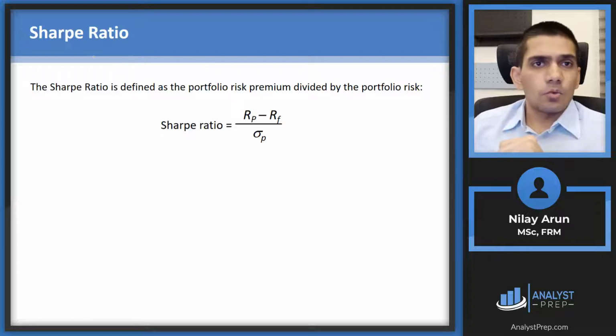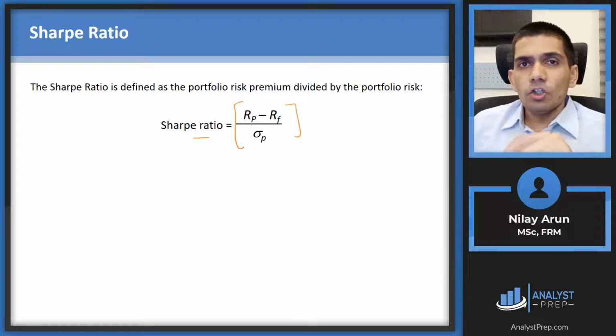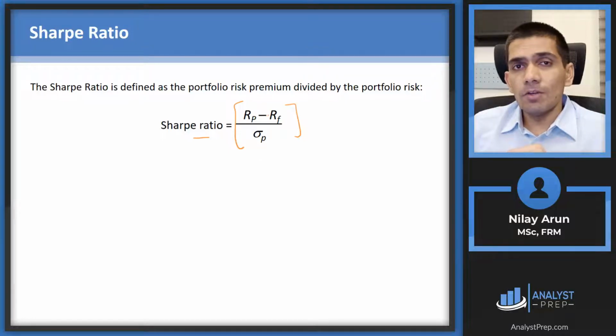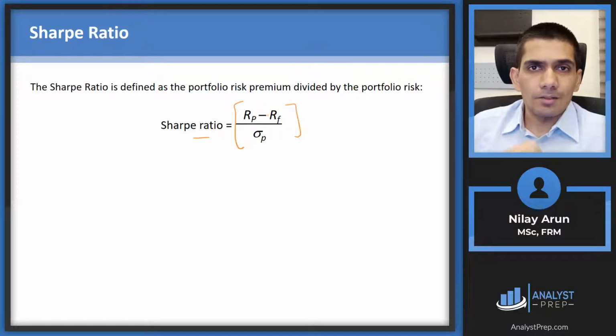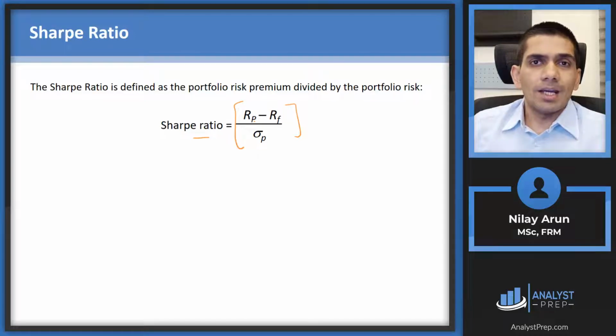So let's start with Sharpe ratio. Let's see what this ratio is all about. Now this is the formula. Now let's try to understand what this formula is. In the numerator, you have RP and RF. RP is the return of the portfolio. RF, you would already be familiar with this term, is the risk-free rate. So in the numerator, we are using the excess return. Excess return means the return which you're getting in excess of the risk-free rate.